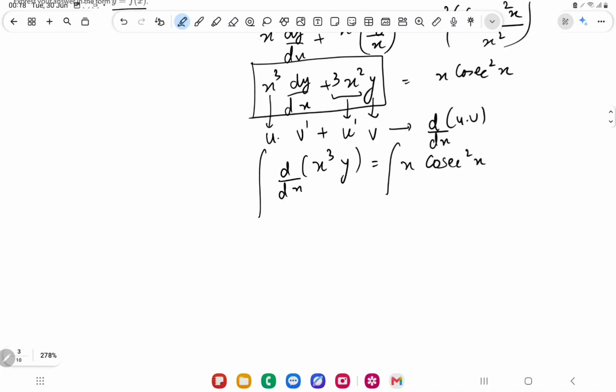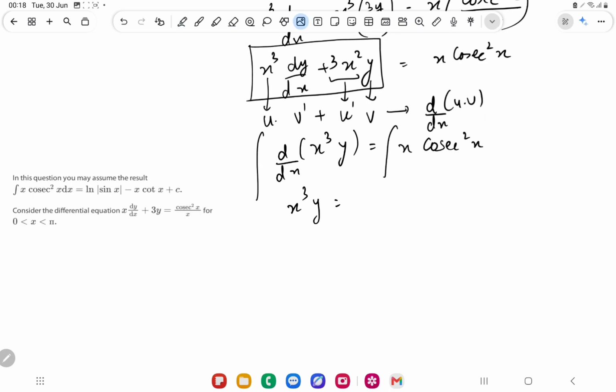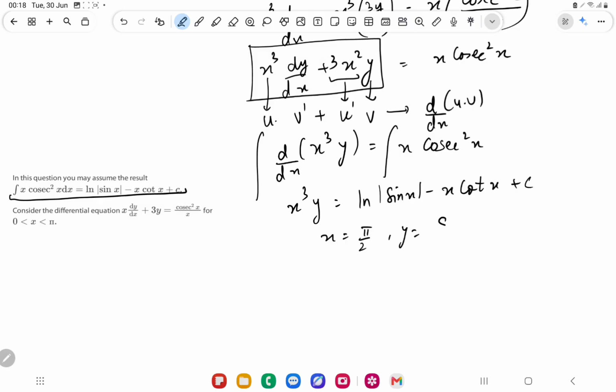Now I have to integrate both sides. Upon integration, my left side is simplified. Now on my right side, I will be using the result as this, which is directly given to me. So I will write it as ln sin x minus x cot x plus c. Now to find this c, I am given x equals pi by 2 and y equals 8 over pi square. So I can substitute these two values into the equation.